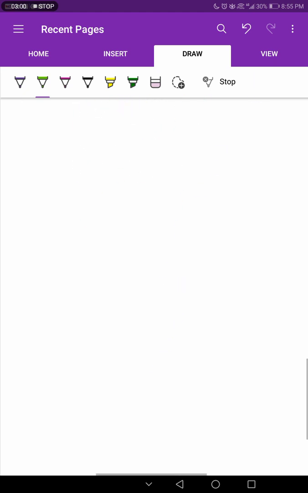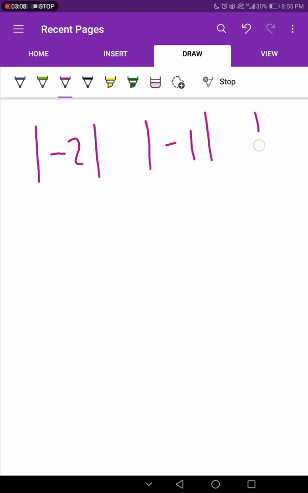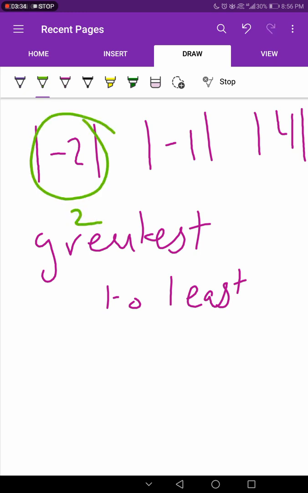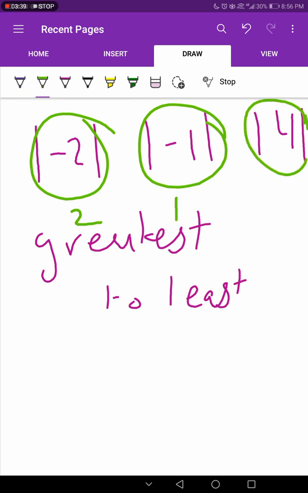Another thing here, see, if I have negative 2, negative 1, 4, and I ask you to order them from greatest to least. How you order them? You have to pay attention, my boys. Let me change the color. This one, it is not negative 2, it is 2 in fact, and this one, it is 1, and this 4, absolute value 4, it is 4.